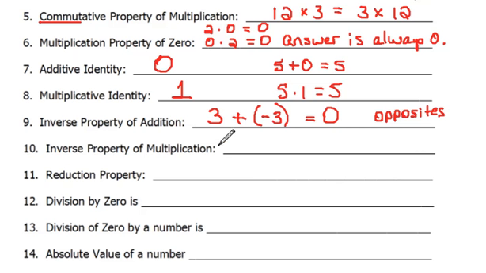For multiplication, we have the exact same idea. We're thinking about things that we multiply together to end up with the identity, which for multiplication is 1. So let's say that I were multiplying 9 times something to get 1. That something would have to be 1/9. So inverses for multiplication we call reciprocals.